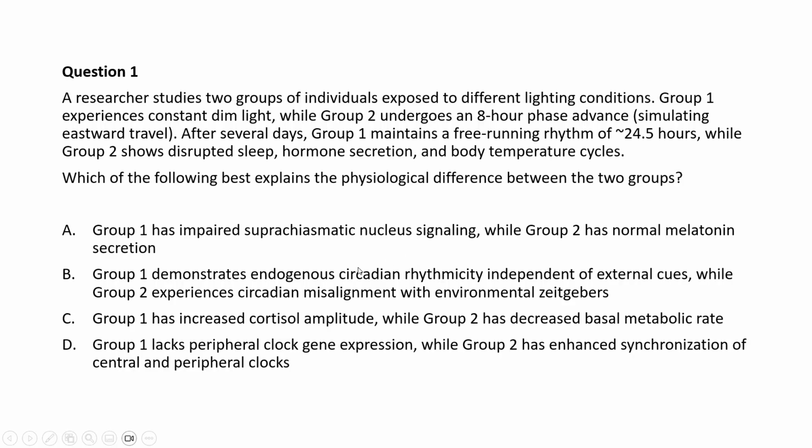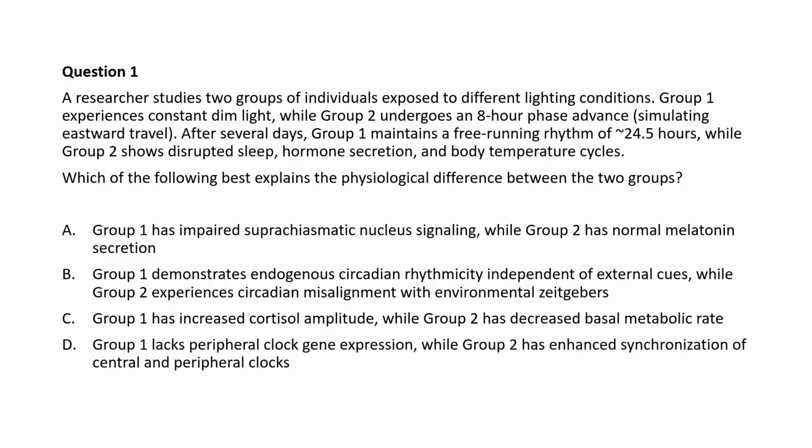Group 1 has essentially a free running circadian rhythm. That means that the internal clock, which is driven by the suprachiasmatic nucleus or SCN, right? So in group one, who were exposed to constant dim light, meaning there was no light cycling, no light ones and then dark ones, they constantly had dim light, right? They did not have any external cues of light.